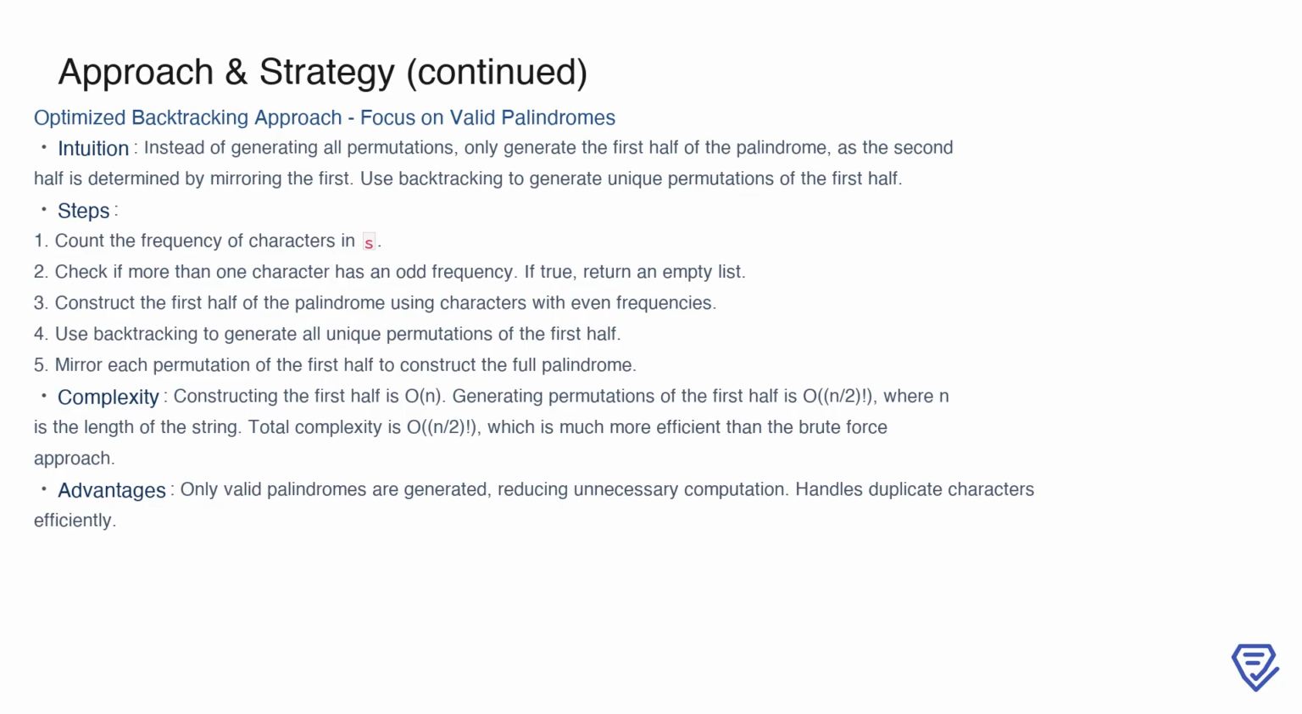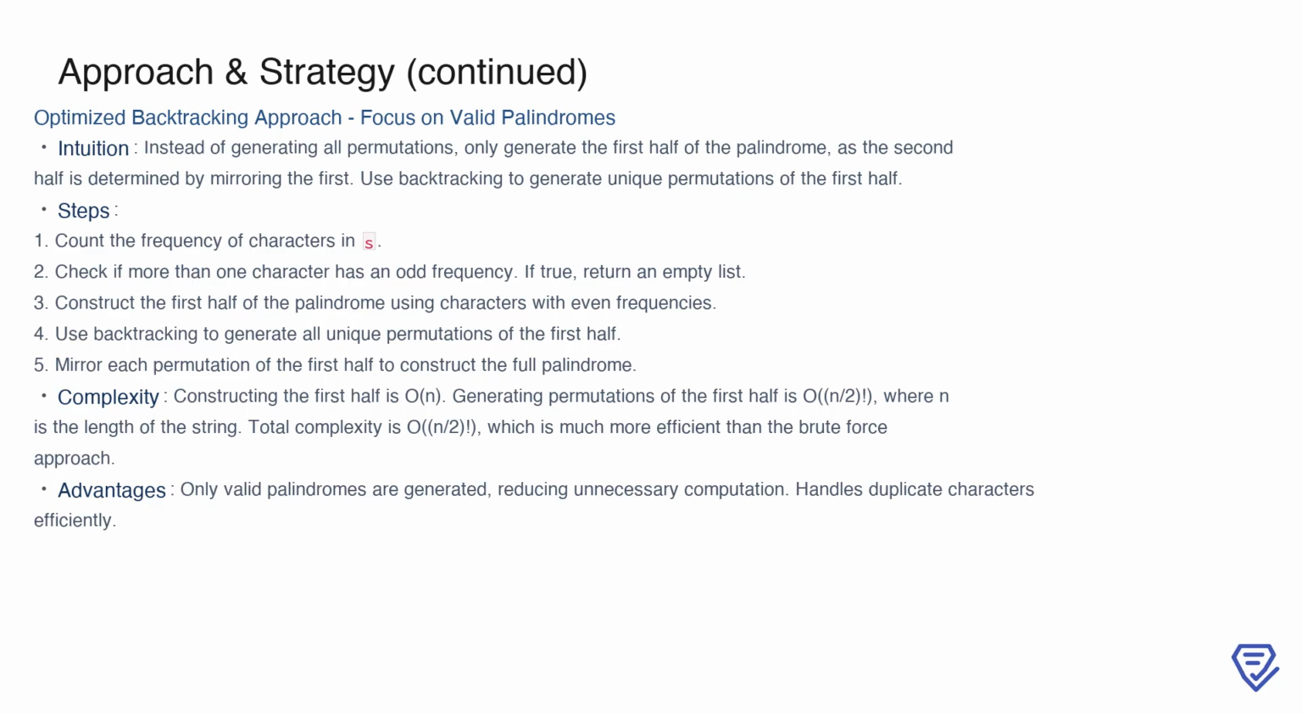First, you count the frequency of each character in the string. If more than one character has an odd frequency, you immediately return an empty list because a palindrome is impossible. Next, you construct the first half of the palindrome using characters with even frequencies. Once you have this partial string, you use backtracking to generate all unique permutations of it.